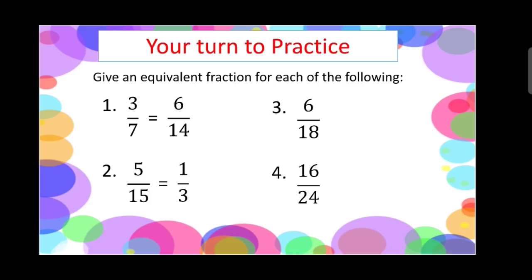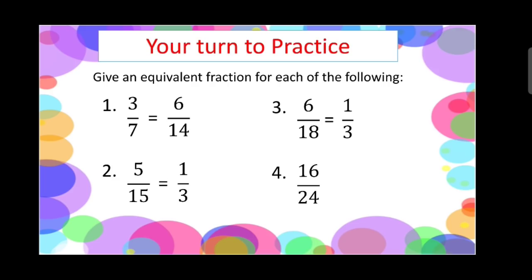Next, number 3, we have 6 over 18. Notice here, it is divisible by 6. So to get its equivalent fraction, I divided both the numerator and denominator by 6. So 6 divided by 6 is equal to 1, then 18 divided by 6 is equal to 3. So the equivalent fraction of 6 over 18 is 1/3.